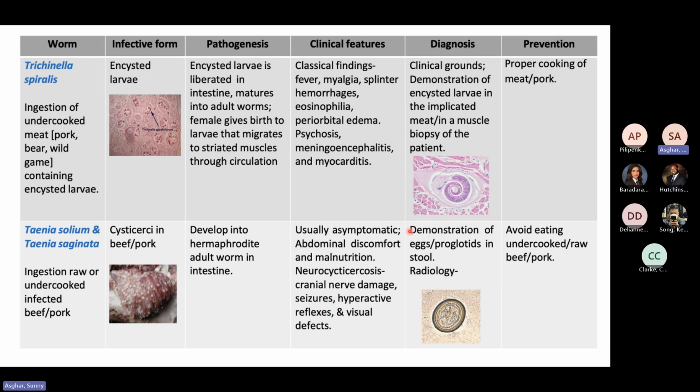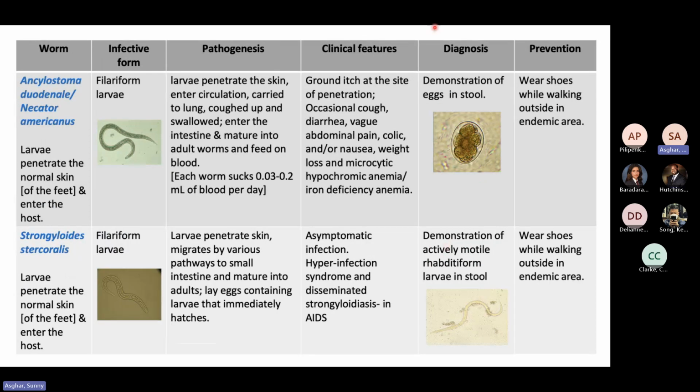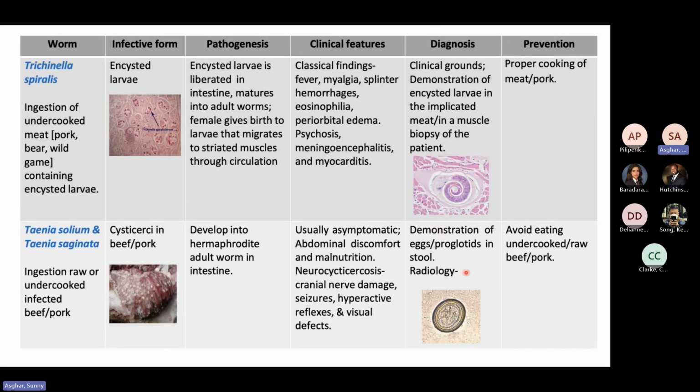And for diagnosis, one of the things is that for most of the worms you'll see them in the stools, except for your enterobius, which you're going to see on a scotch tape test on the perianal region. For most of them, the diagnosis is going to be on the stool itself, and radiology.